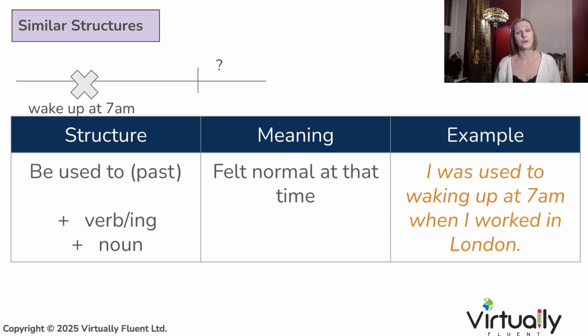The second structure is be used to in the past, which is the was, were used to form. Again, this is also followed by the verb in the ing form or a noun. And we've already spoken about the meaning of this structure, which is familiarity in the past, a specific past point in time. For example, I was used to waking up at 7 a.m. when I lived in London. So here we have the context, when I lived in London, a finished past time of my life, and this waking up at 7 a.m. was familiar at that point. We don't really know what the connection is to right now, the present, or into the future, because we only want to focus on the past situation.